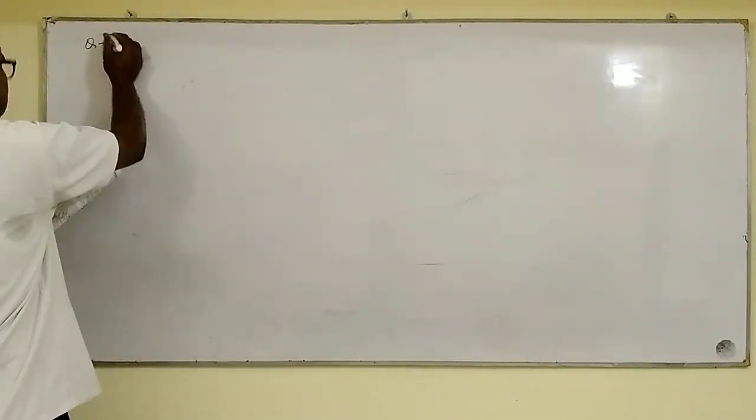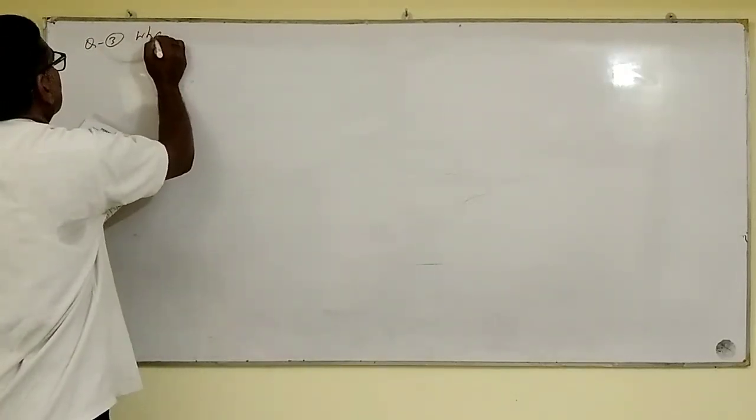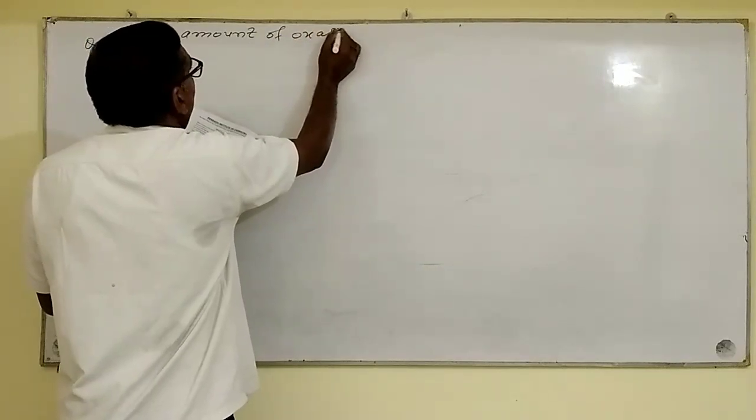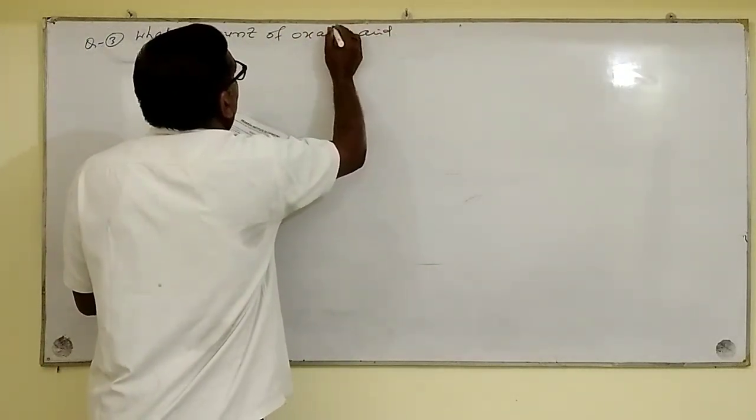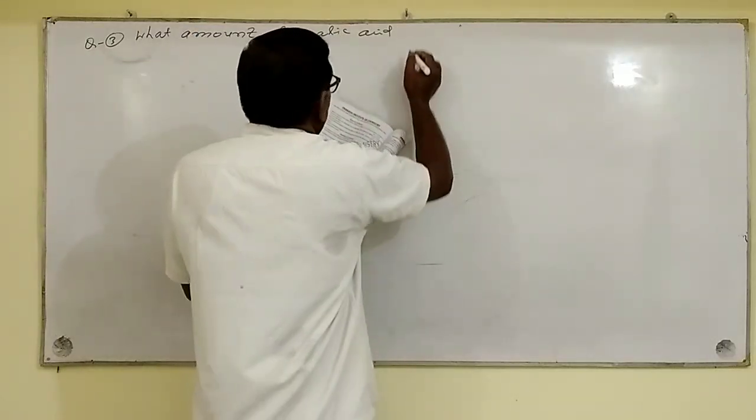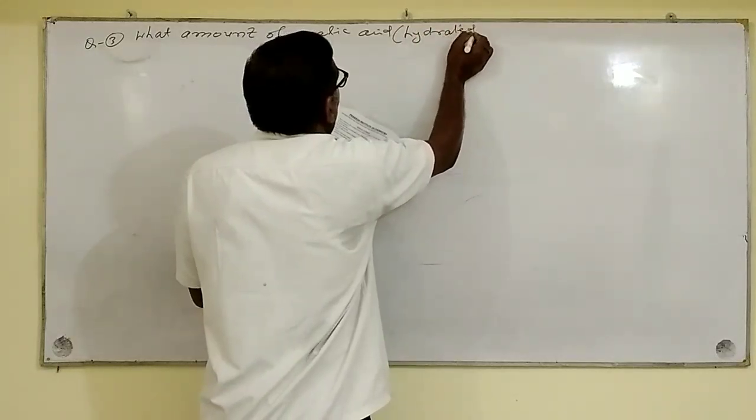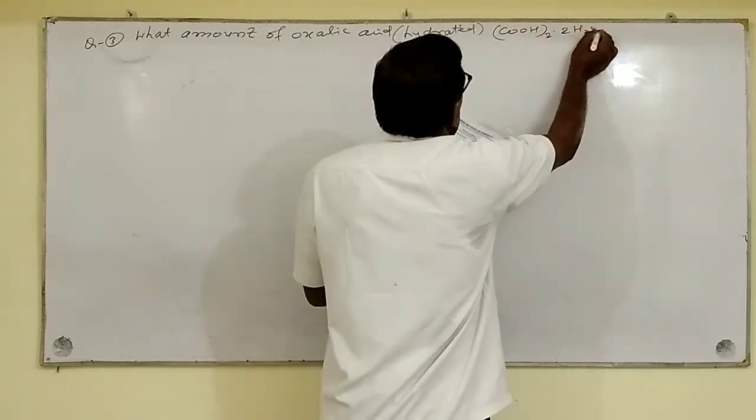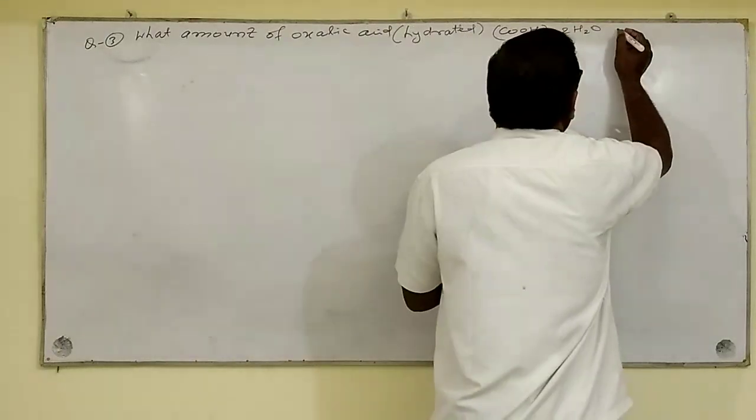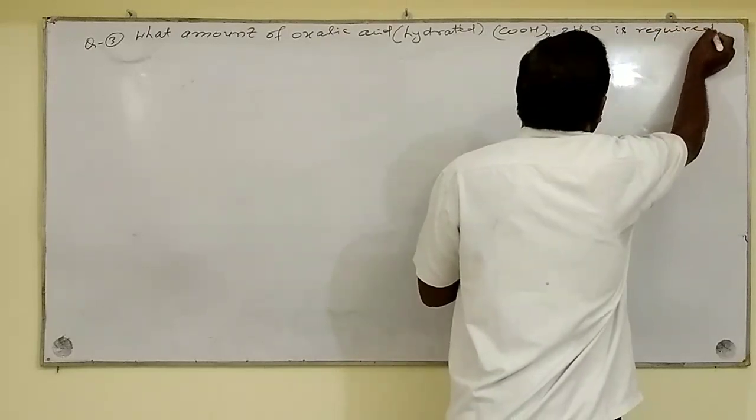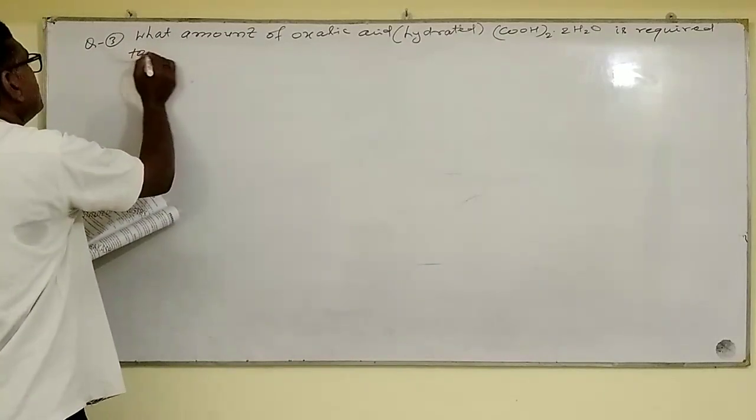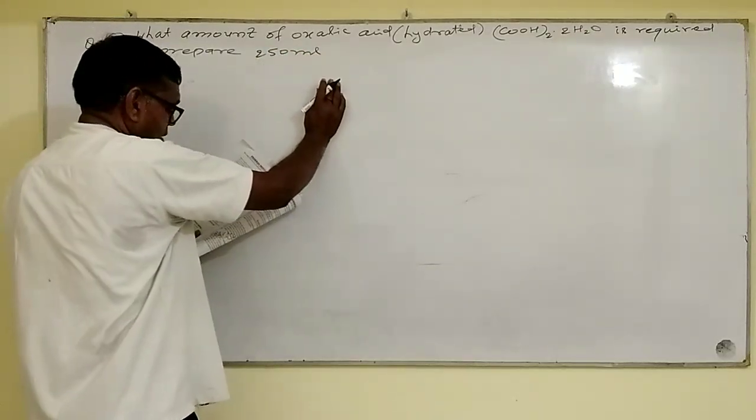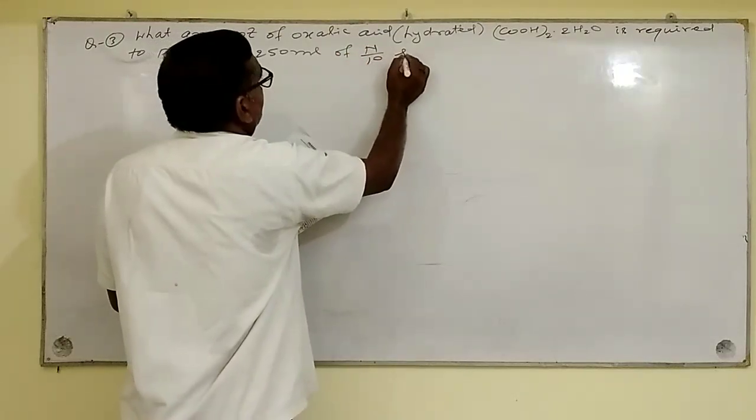Next question, question number 3 is: what amount of oxalic acid hydrated, molecular formula (COOH) whole twice into 2H2O, is required to prepare 250 ml of N/10 solution.